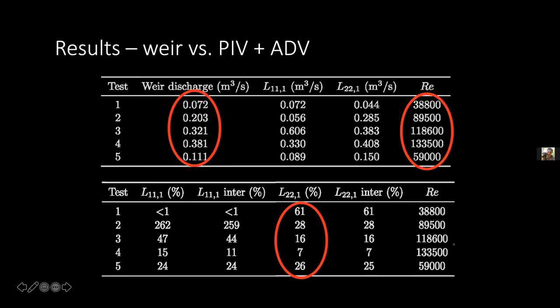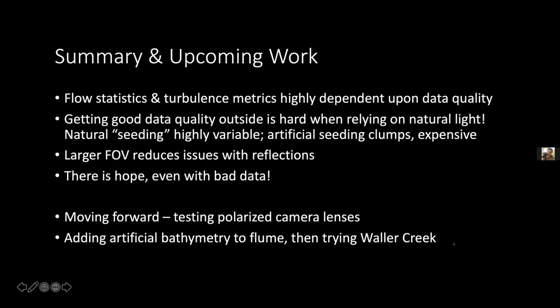So there's a huge variability here, but we are still optimistic about this, maybe naively so, just as a cheap way of asking, with an $800 camera, how bad of data can we have and still get something that is practically useful in the field? We know that these measurements are extremely dependent on our data quality, and it is hard to get good quality data outside in an uncontrolled environment. So we have a few things to try moving forward, trying different lenses and features, and then ultimately, if this goes well, adding artificial bathymetry and trying this in the creek.